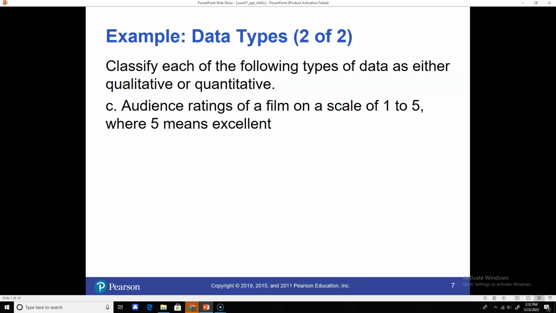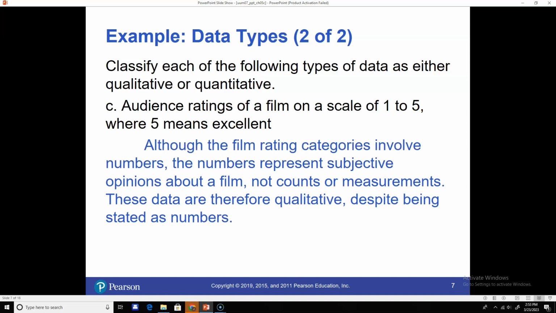Still qualitative or quantitative: audience ratings of a film on a scale of 1 to 5, where 5 means excellent. This one is a little bit tricky, maybe. I would lean towards quantitative, but it makes you almost posit, could it be qualitative, because it's not really a measurement, it's like a feeling. But I suppose we would still call this quantitative because the measurements are still numerical.